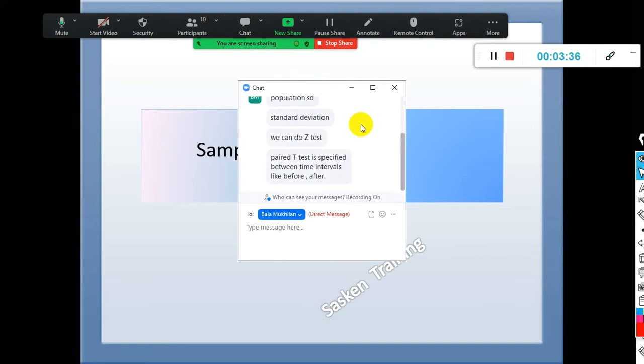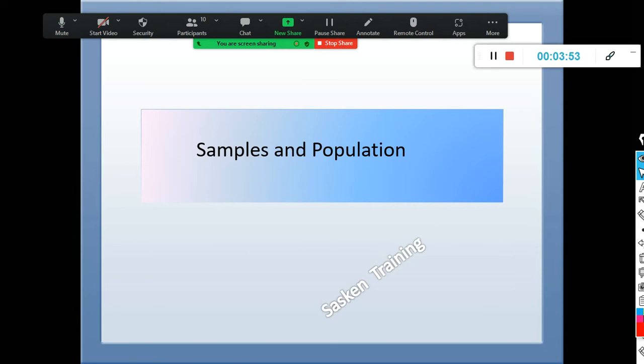Okay, Mukilan says the matched pair test is specified between a time interval, like before, after. Okay, we can say that, right? So like Mukilan, everybody please participate by typing the answer in the chat window. Make mistakes. Only when you make mistakes, you will learn a lot. So don't feel shy or anything like that.